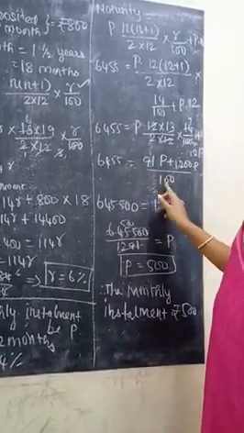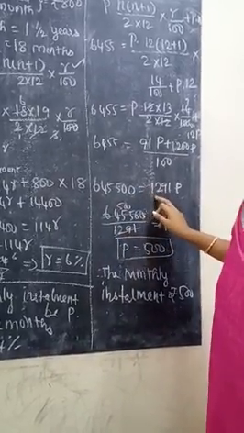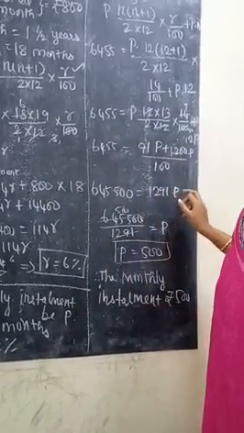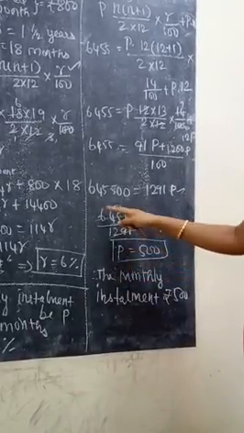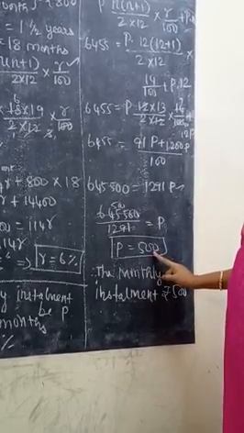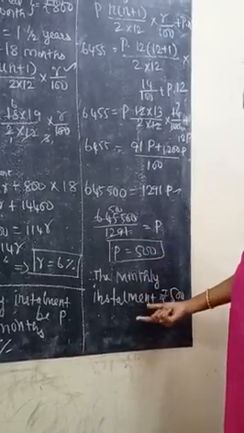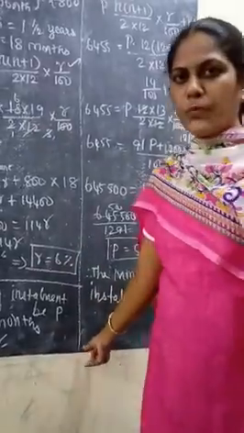Next, do the multiplication. 6,45,500 equals 1291P. Here we need to find the monthly payment P. So divide this, you will be getting P equal to 500. So what's the monthly installment? 500. I hope you all understand this.